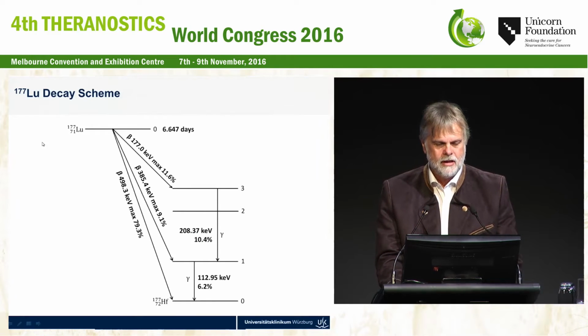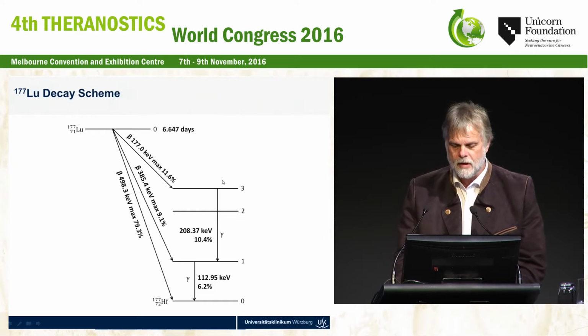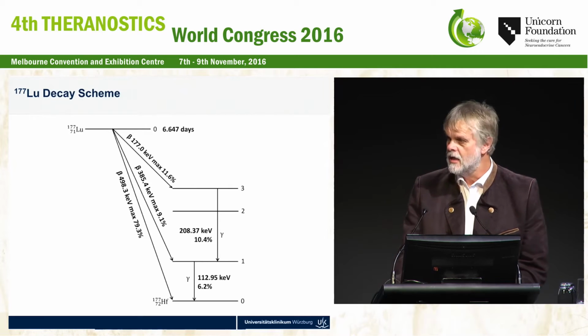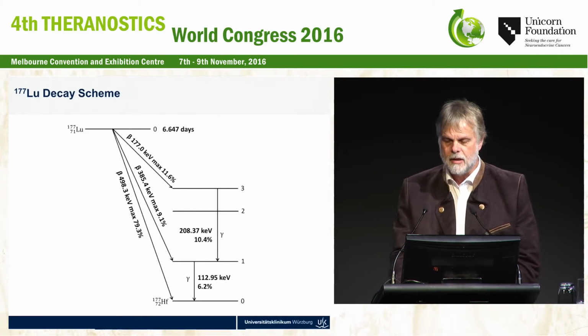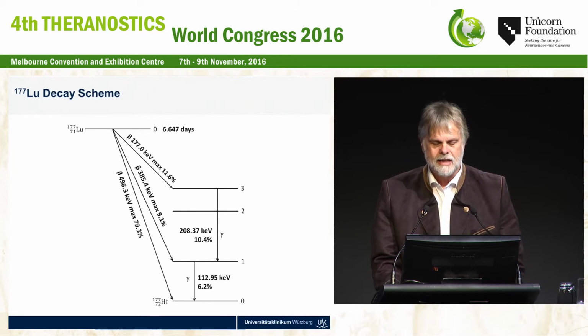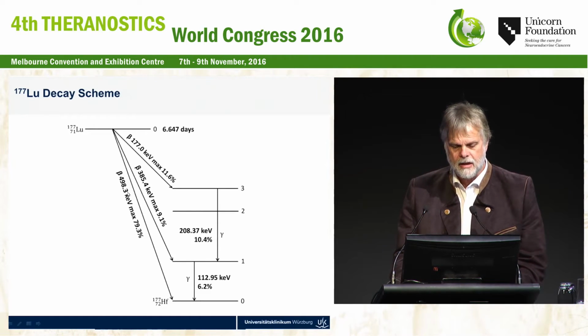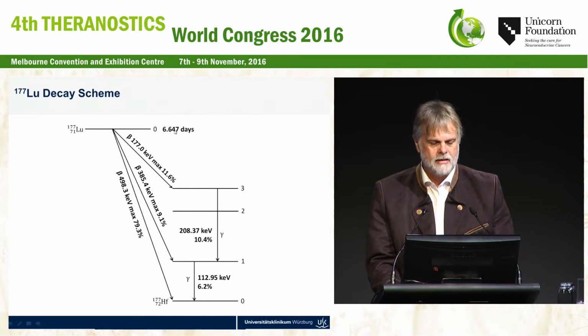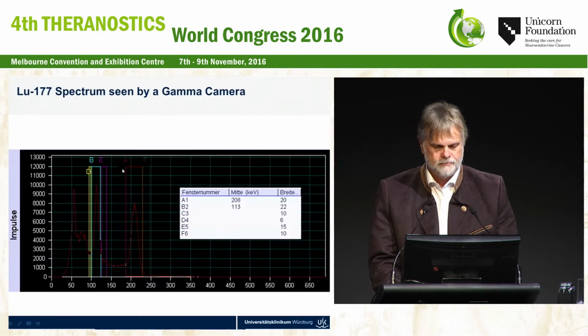We just saw some of the details, but there are two things that we have to bear in mind. One is that we have a good imaging quality because we have a 208 keV gamma emission with 10.4% emission probability, which is also good for post-therapeutic imaging, because due to the low gamma abundance, we can scan high activities without running into much problems with dead time. And also, you see that the maximum beta energy is about 500 keV, as has been shown by de Jong before. So the range is limited, and probably it's better for smaller tumors than for larger tumors.